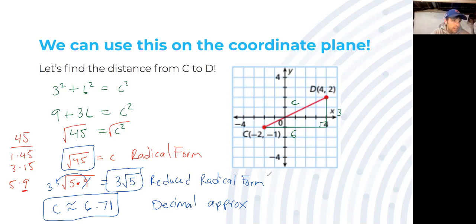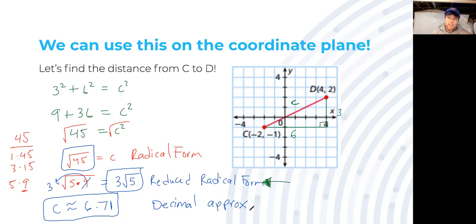Now, if we just had to pick a single answer for the future for what we might want to be doing, the most common one that will be used in the future in other math classes is going to be reduced radical form. It's exact, it's simplified as much as it can be done. So this is going to be the preferred way to do it, is trying to get it into a reduced radical form.